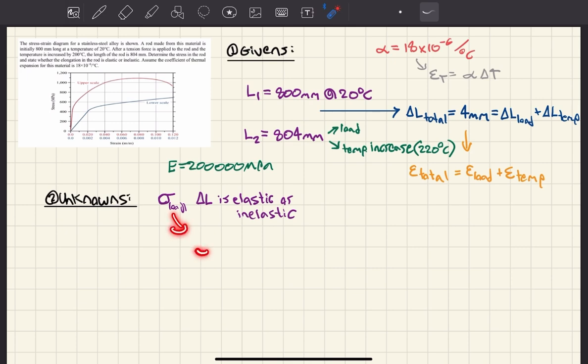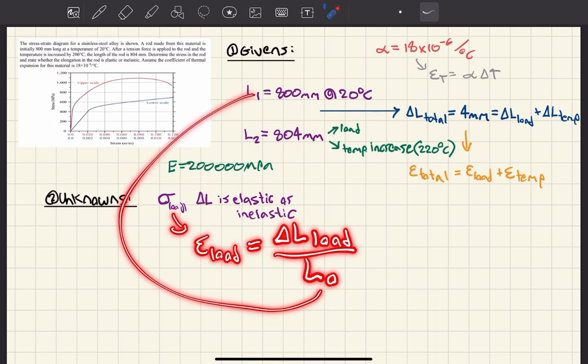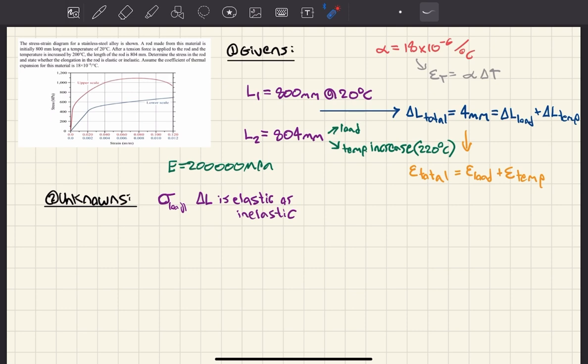To find the stress, I need to find the strain due to the load, and the strain due to the load is the change in length due to the load divided by the original length, L naught. I have the original length, it's simply 800 millimeters. However, I do not have this guy, the change in length due to the load. How can I find the change in length due to the load? That's what we're going to do next.